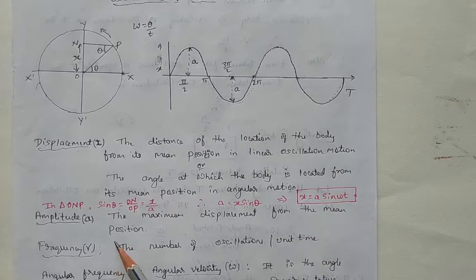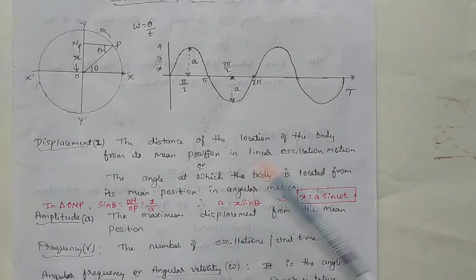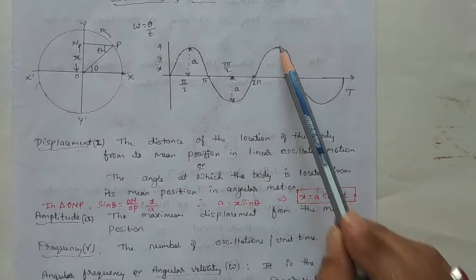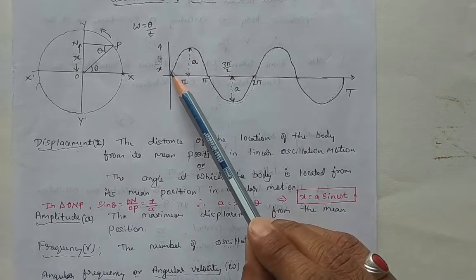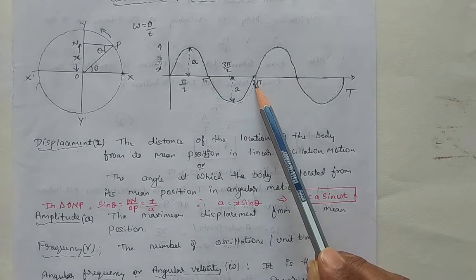Next comes the frequency. What is frequency? It is the number of oscillations per unit time, or number of oscillations per second. The unit is hertz. It means in 1 second how many complete oscillations take place. This is one complete oscillation from here to here, the 2 pi radians. Okay, so this is the frequency.